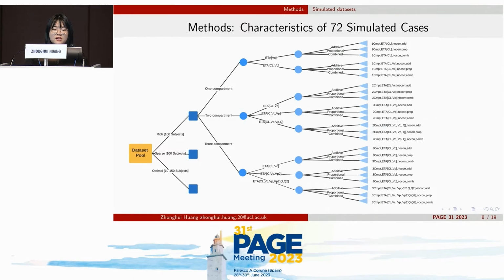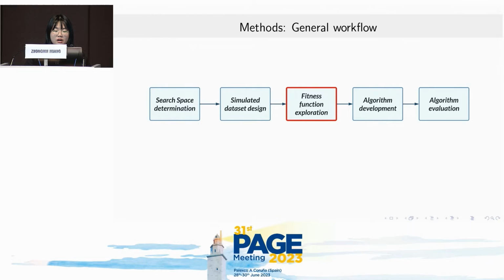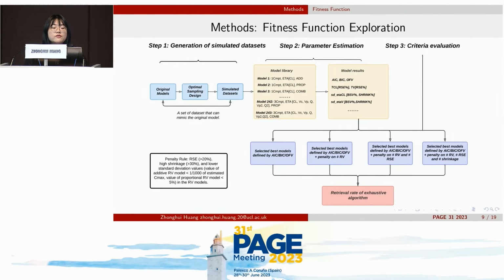After we design the simulated dataset, it comes to the fitness function exploration. It is divided into 3 steps. Step 1 is to generate the simulated dataset by optimal design. Step 2 is to conduct the parameter estimation by exhaustive algorithm. And the third is to evaluate the different criteria, to see whether these criteria can help the exhaustive algorithm recover the original models.